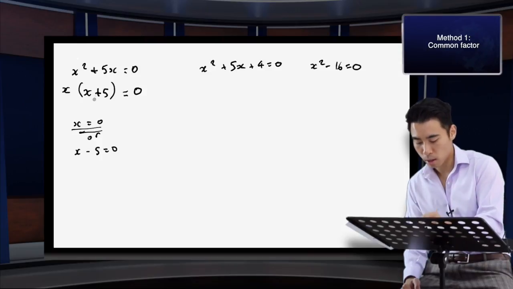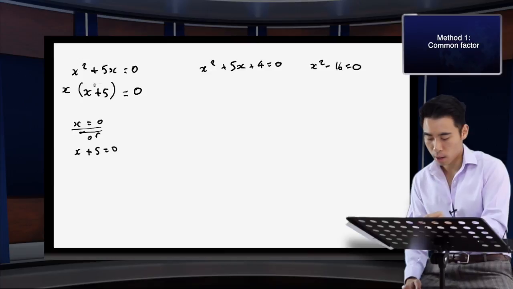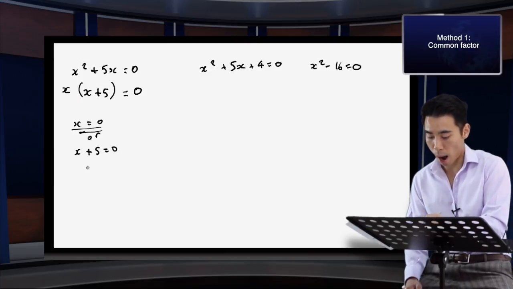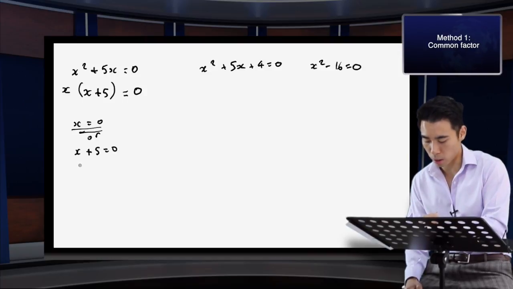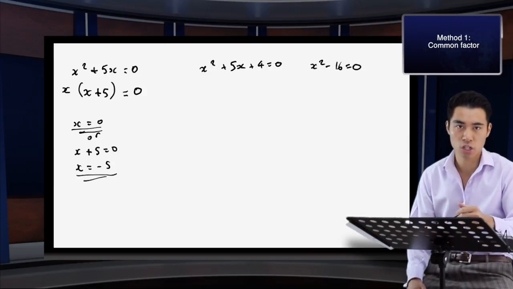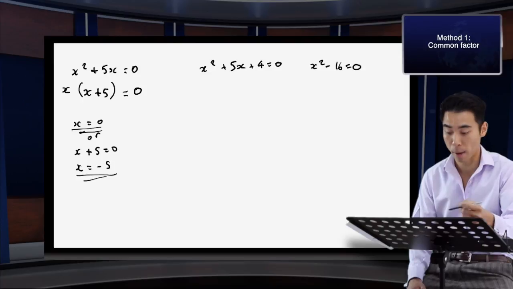Similarly here, x plus 5 equals 0. Sorry, I do beg your pardon. Then this thing will equal 0. That whole expression on the left-hand side will equal 0. Again, it will satisfy that equation. If x plus 5 equals 0, I'm going to subtract 5 from both sides. So x equals minus 5. So those are your two solutions. So that's the first method of factorisation, using the common factor method.